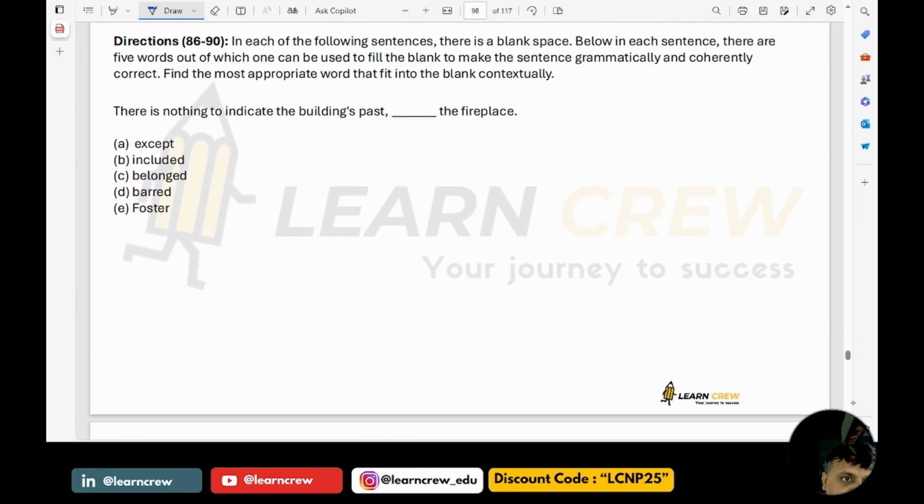Next, 86 to 90. There is nothing to indicate the building's past dash the fireplace. Except, included, belong, bear, foster. There is nothing to indicate the building's past except the fireplace. So the answer is A.